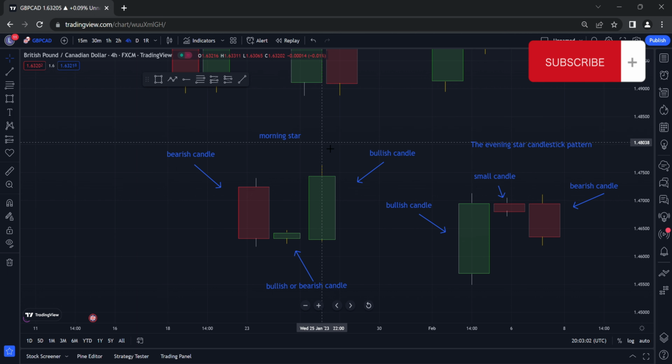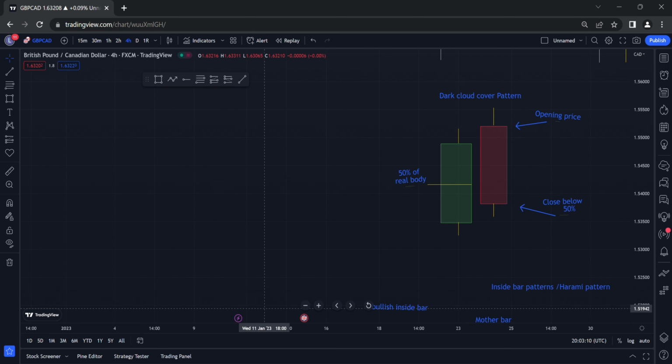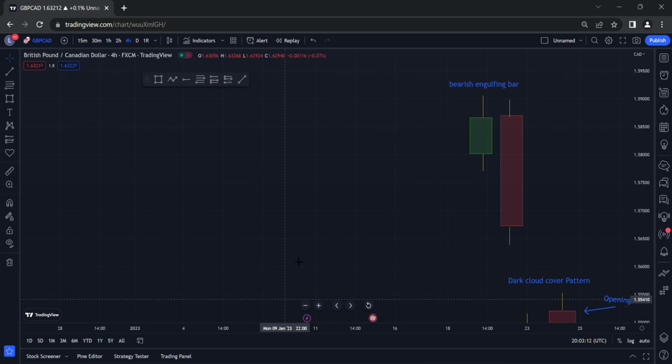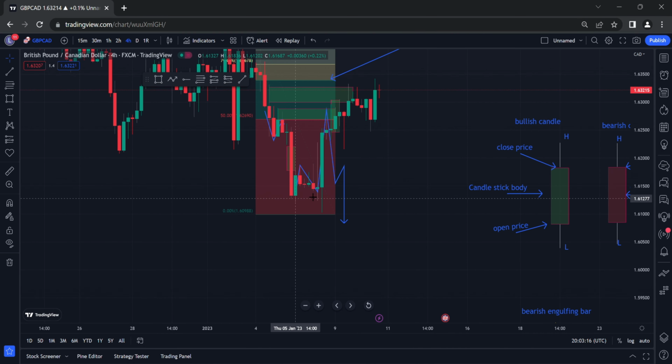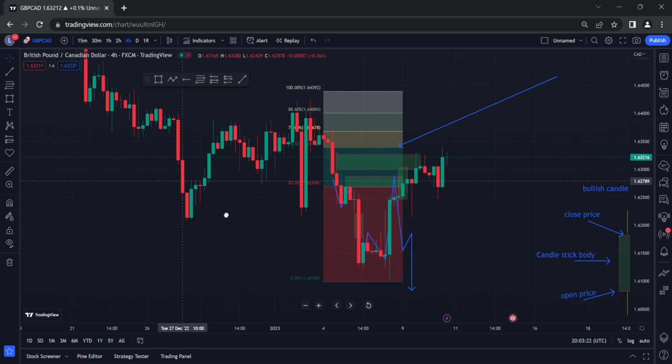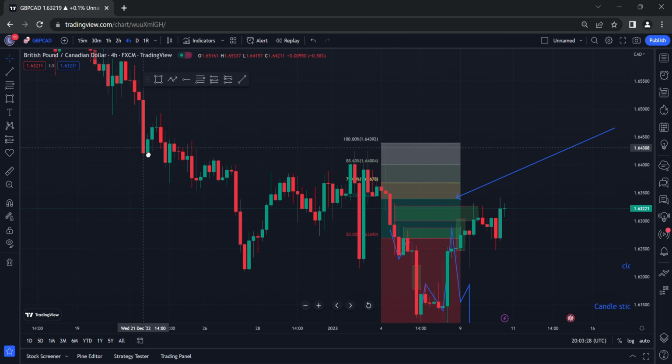So how does this morning star help us? Mostly the morning star is more useful if you find it at the bottom, where the market is trying to change direction. Let me show you this. In areas like these bottoms, if you see a morning star on the lower time frame, because this is a 4 hour time frame, it will probably give you a confirmation of a buy.